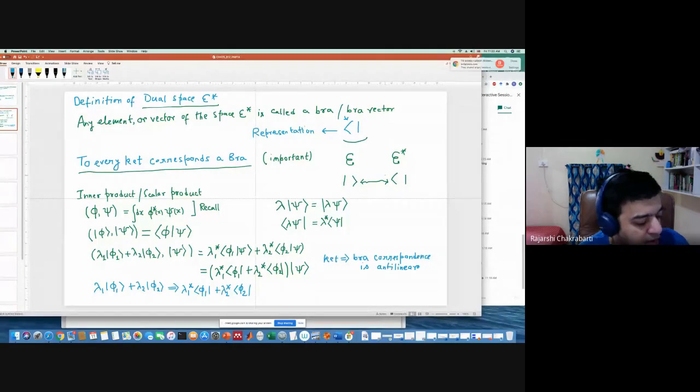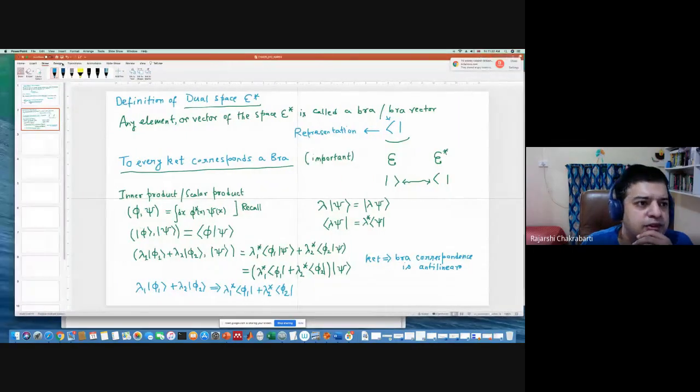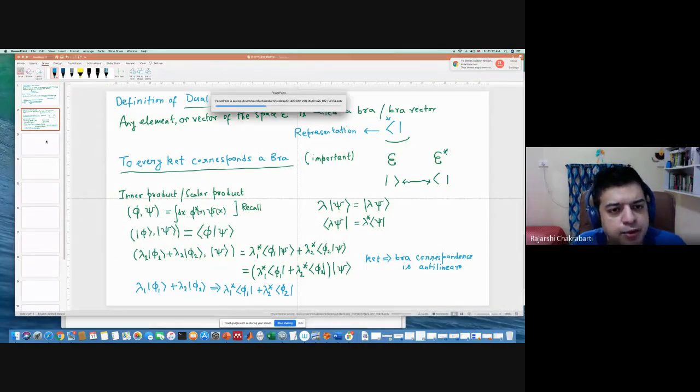So far we are fine. I'm sure what I'm doing so far is not very difficult. I can assure you that when you get used to bra and ket notation, your life becomes easy.